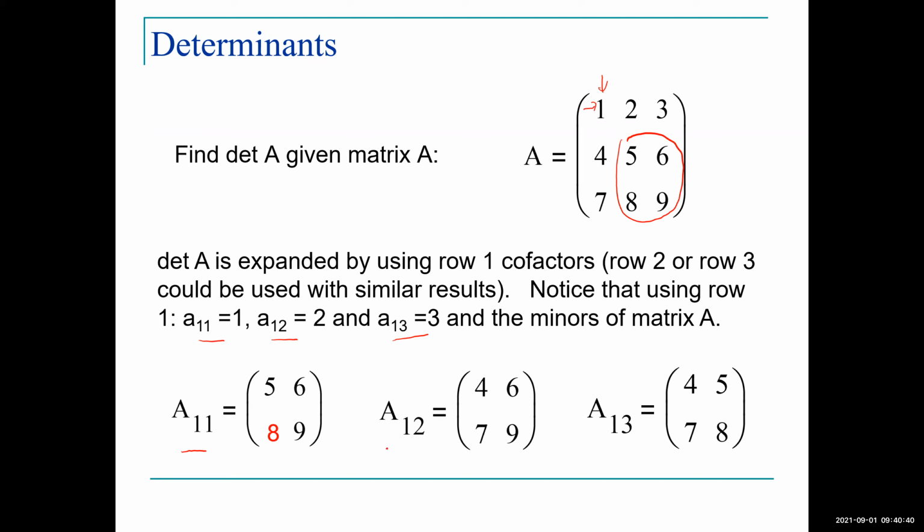For A12, we are going to delete row 1 and column 2, and the minor will be this matrix with these two small columns. And same thing with A13, we delete row 1 and column 3. The minor will be that little matrix right there. So using this information, we can compute the determinant using the equation from the previous slide.